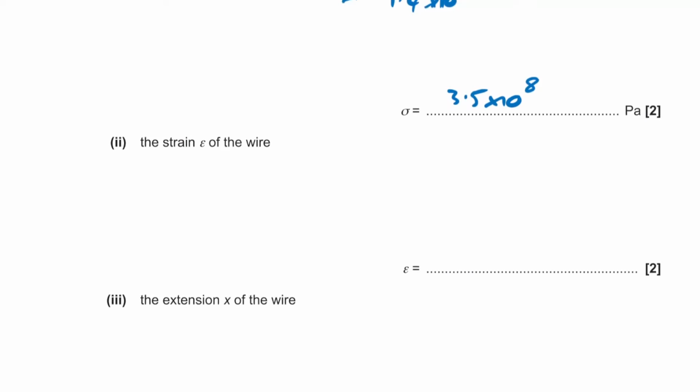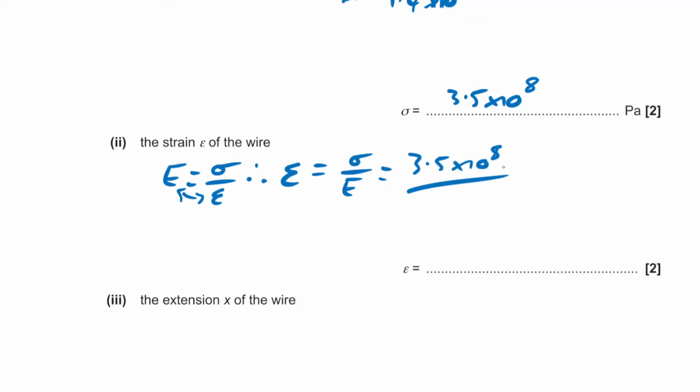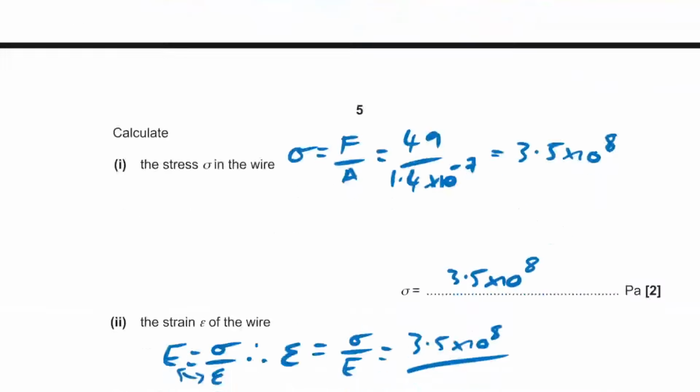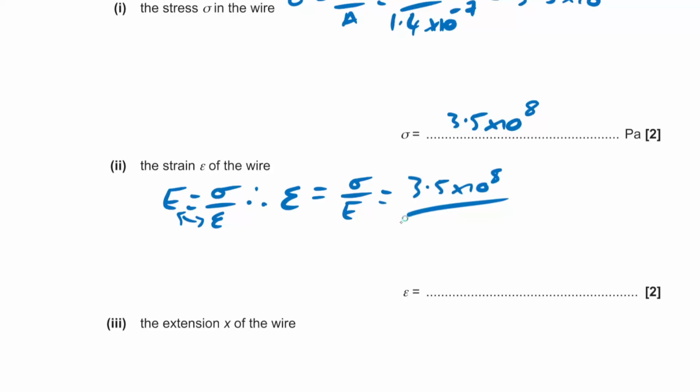The strain of the wire, well, we don't have the extension, so we're going to have to just say Young modulus is equal to stress over strain. Therefore, swapping these two round, strain is equal to stress over the Young modulus. So that's going to be 3.5 times 10 to the 8 divided by, what's the Young modulus? 180 gigapascals. So 180 times 10 to the 9. So I guess we could just say that's 10 times 10 to the 1 down the bottom there.